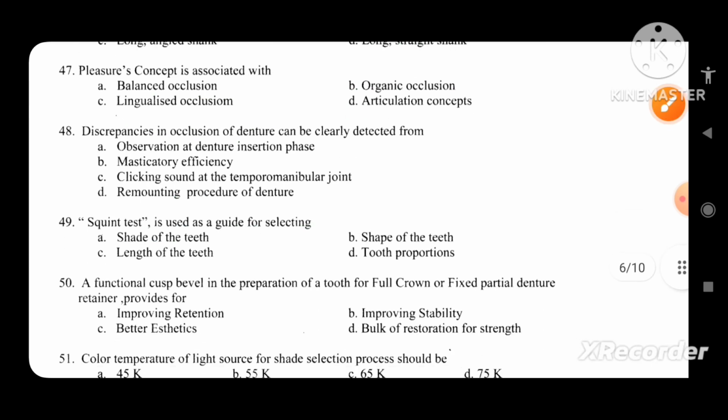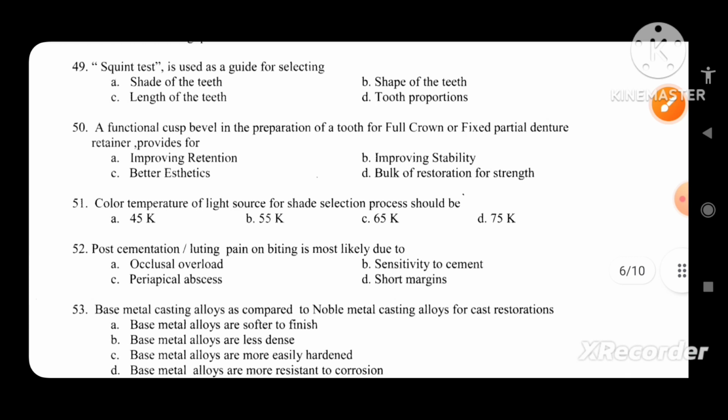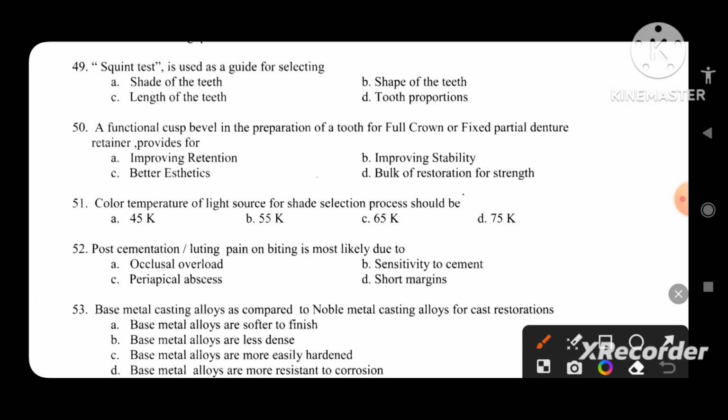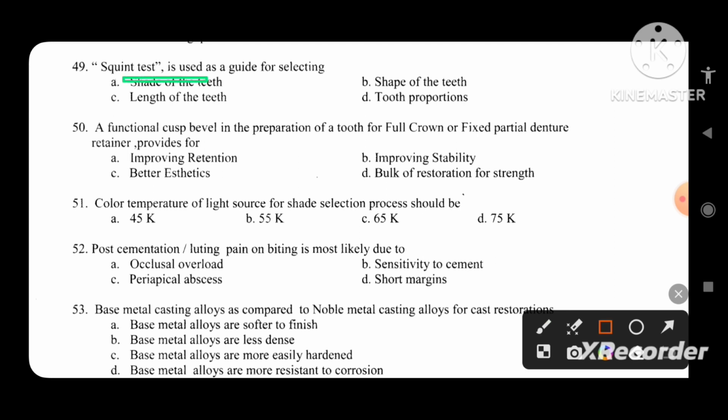Next question is, squint test is used as a guide for selecting. Options are shade of the teeth, shape of the teeth, length of the teeth, tooth proportion. And the correct answer is shade of the teeth. Squint test is used as a guide for selecting shade of the teeth.